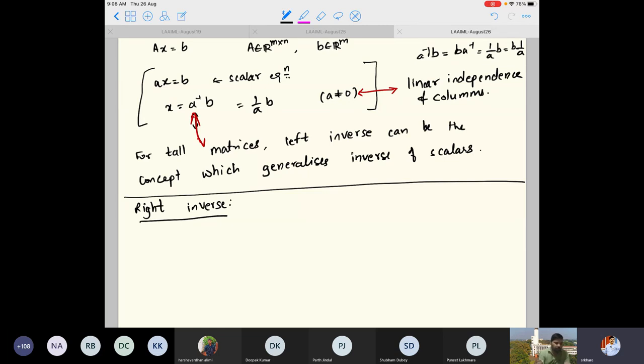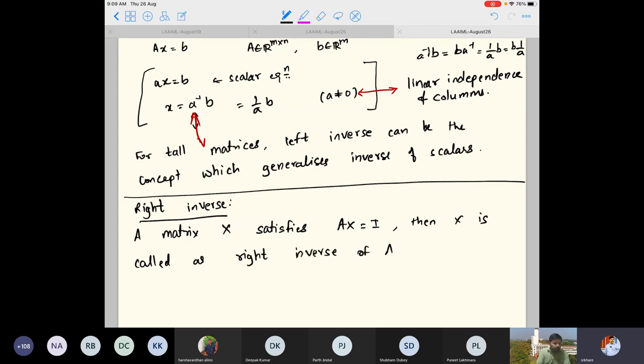Okay, so let us write down the definition. These discussions will be there in the lecture that I will provide. This is something that you are supposed to know already. If you don't know, you can view the lectures that I will share. Okay, so a matrix X that satisfies AX equal to I, then X is called a right inverse of A. And matrix A is called right invertible.